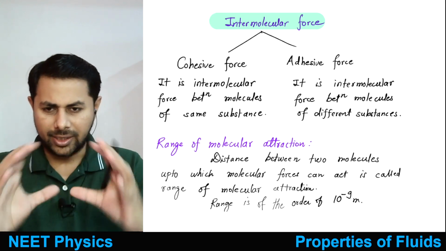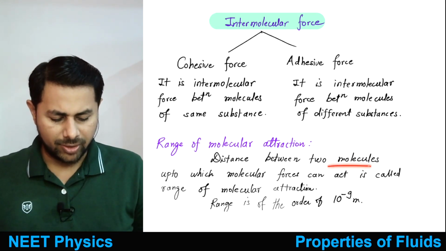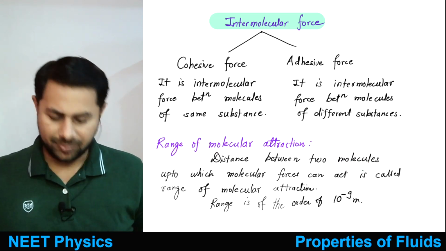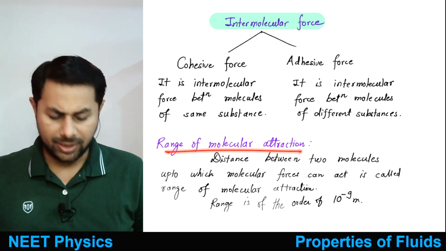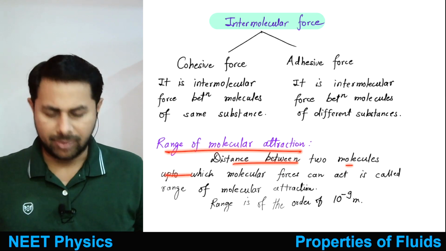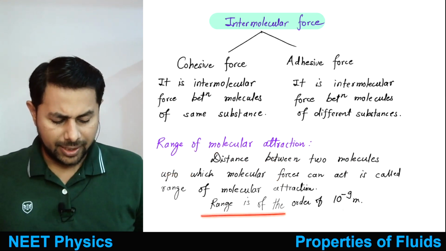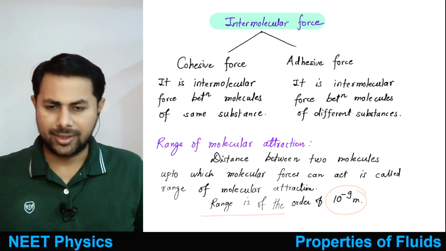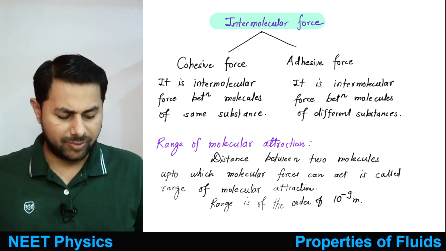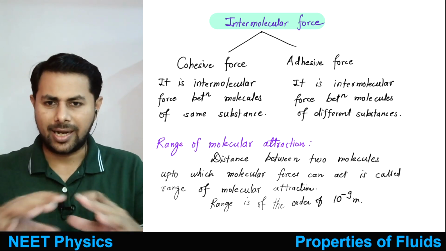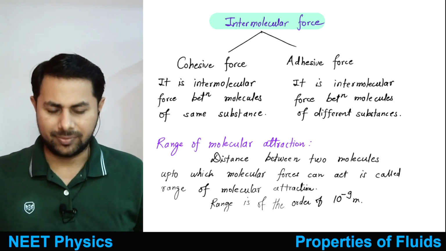There is a certain range up to which this intermolecular force acts, and that is known as the range of molecular attraction. So what is the range of molecular attraction? It is the distance between two molecules up to which the molecular forces can act. And this range is of the order of 10 raised to minus 9 meters, that is 1 nanometer. So molecular forces act up to the range of 1 nanometer.